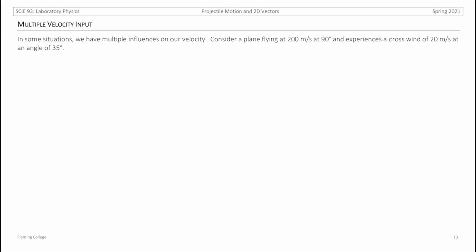Remember, things like wind and current will push objects like planes and boats, changing their velocity. We're going to draw a quick little sketch where we draw in the velocity of the plane, so v subscript p, and the velocity of the wind, which is v subscript w, and then going from the tail of the plane's velocity to the tip of the wind's velocity will give us our resultant velocity. So this is what we're looking for here.